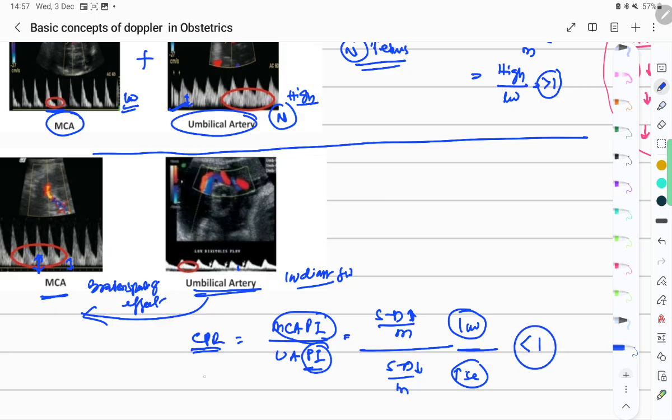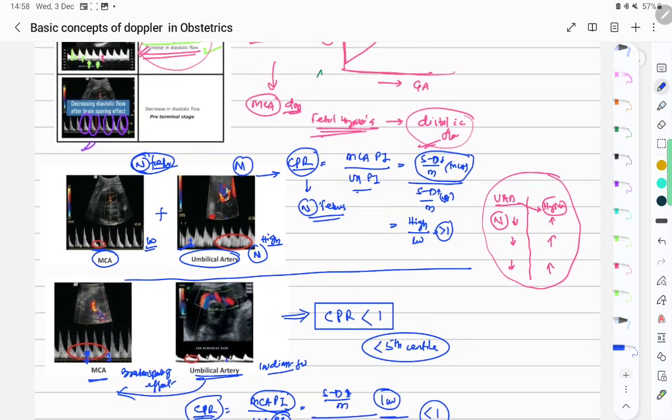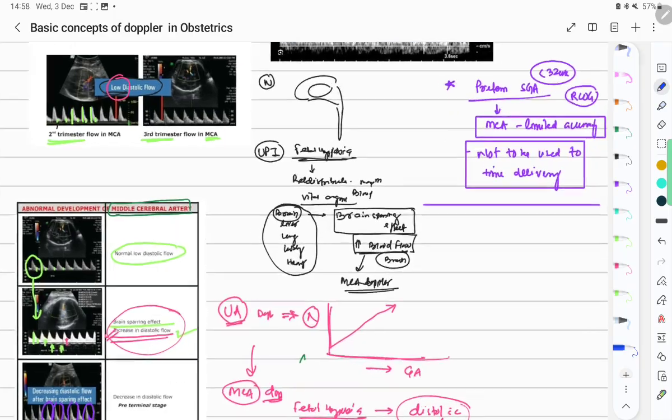If CPR is less than 1, in this case, this is a case of fetal hypoxia. So CPR will be less than 1. That is, if you put it on the percentile chart, it is less than the 5th percentile, then it is a sign for termination. But there is a clause. What is the point to remember?